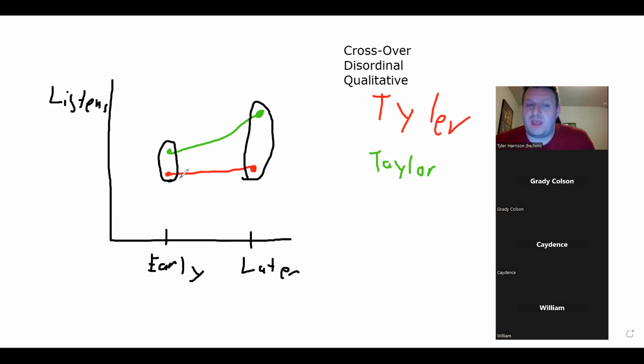Same thing. But is it to the same magnitude? No. There's a difference in magnitude. And because there's a difference in magnitude, this is still an interaction. But it's not a crossover interaction. It is an ordinal interaction, or we would call it a quantitative interaction.